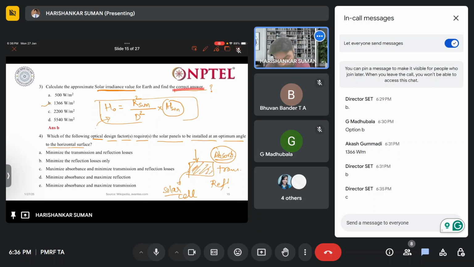Yes, so we can see maximum absorption and minimum transmission and reflection losses. This should be the minimum and this should be the maximum. If the material absorbs all the light, then the output is also high.